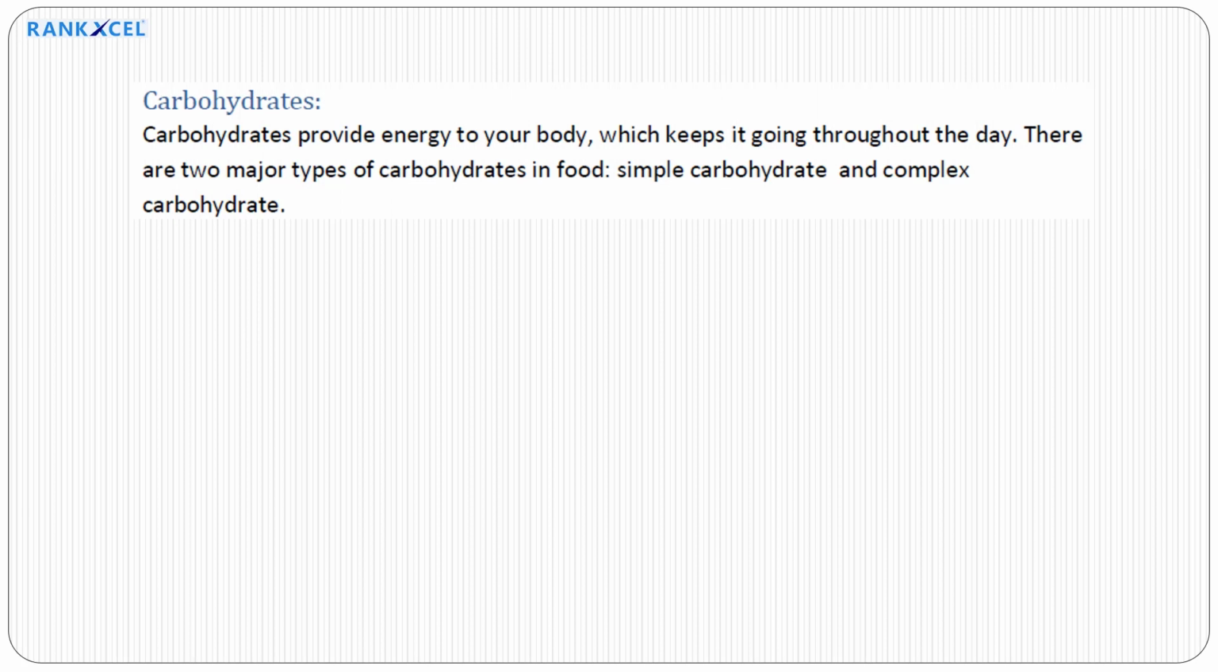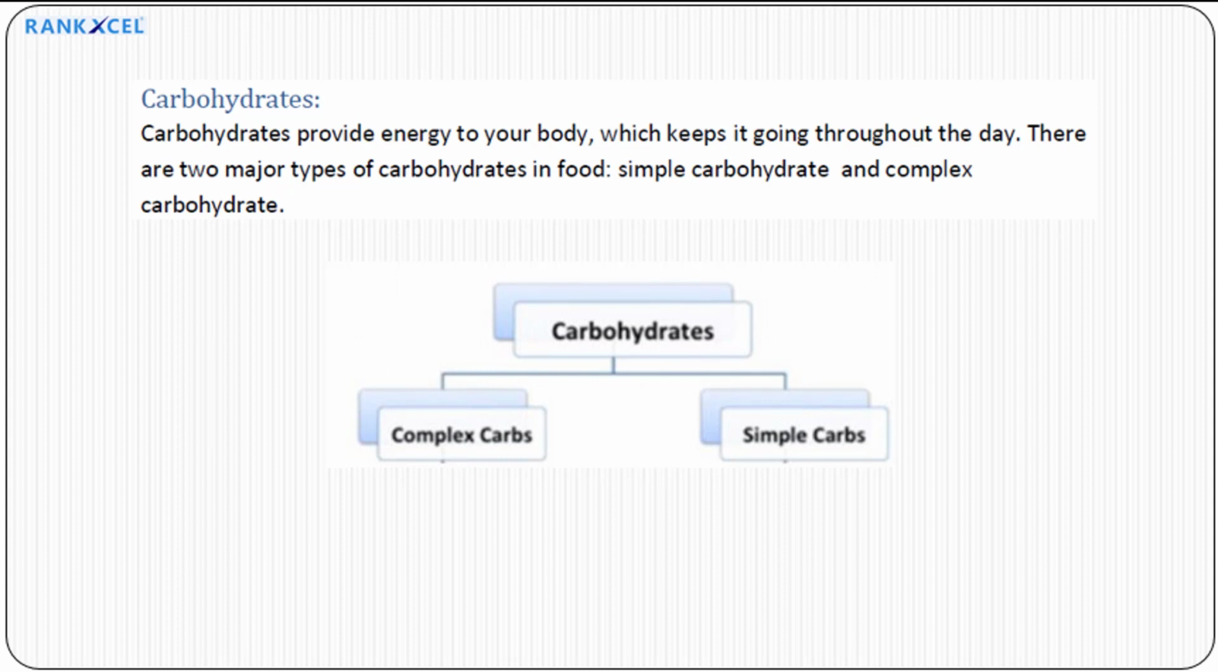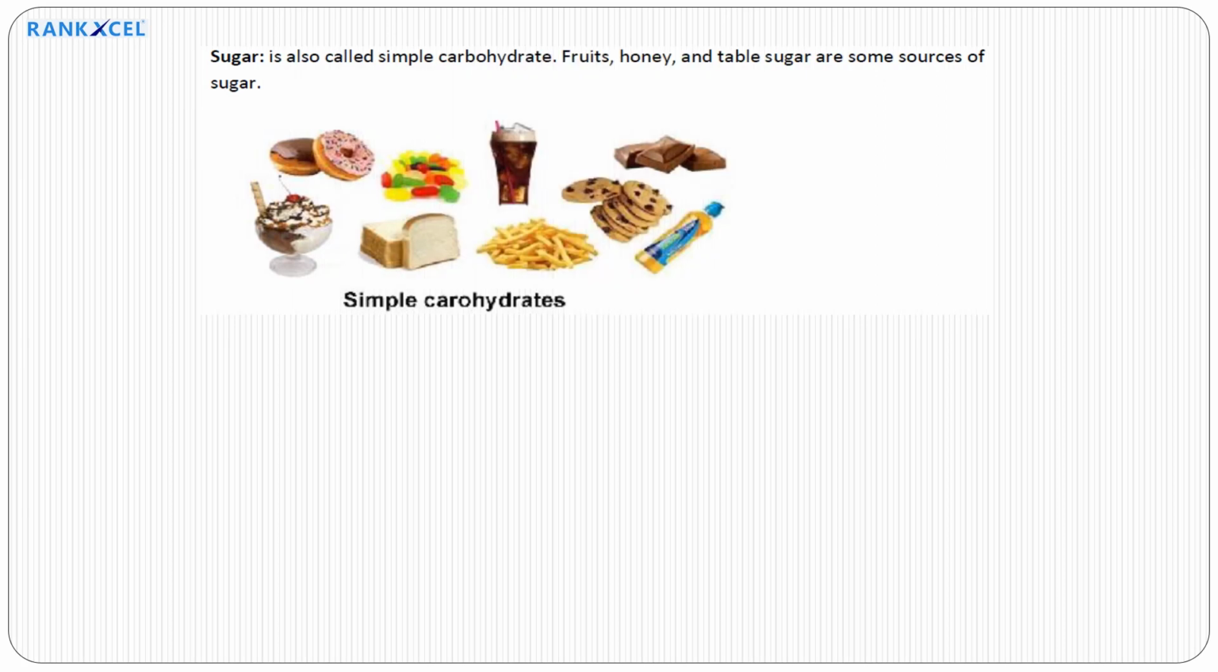Carbohydrates. Carbohydrates provide energy to your body, which keeps it going throughout the day. There are 2 major types of carbohydrates in food: simple carbohydrate and complex carbohydrate. Sugar is also called simple carbohydrate. Fruits, honey, and table sugar are some sources of sugar.